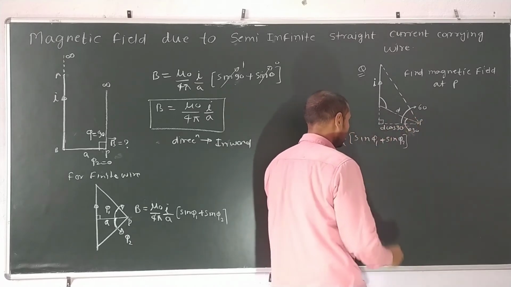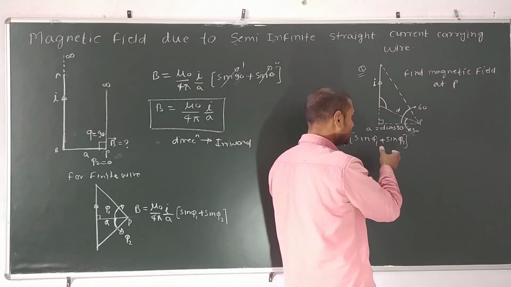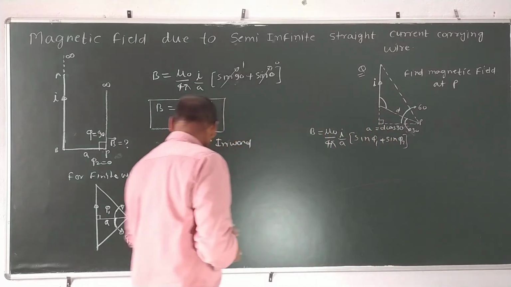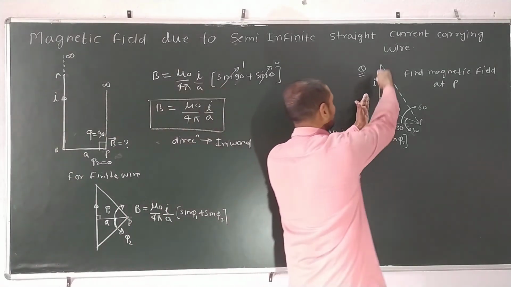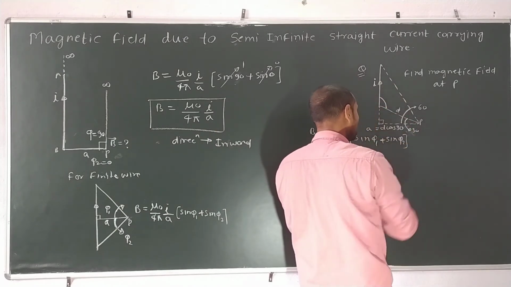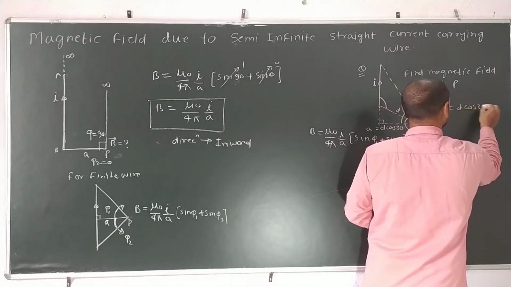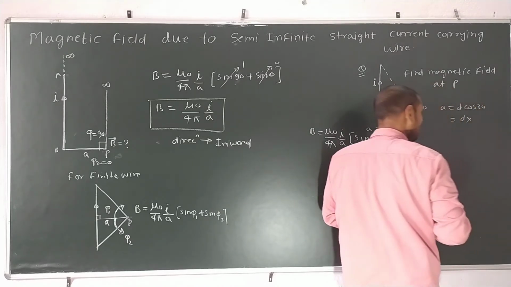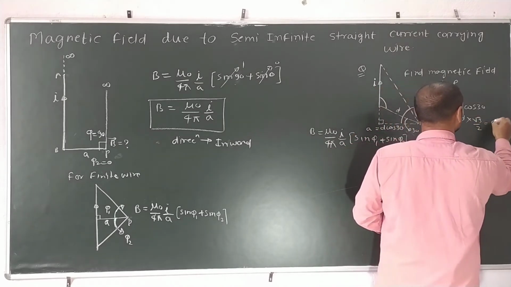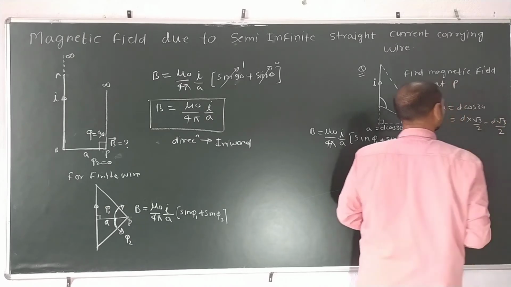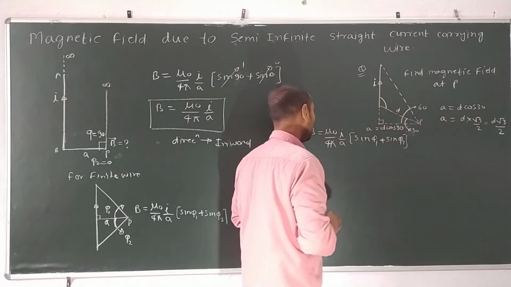Here this one is A, because A is the perpendicular distance from the wire. So here this is the wire and this is the perpendicular distance A. So A becomes D cos 30. We write here A equal to D into cos 30, which is root 3 upon 2, so D root 3 upon 2. We find that A becomes D root 3 upon 2.